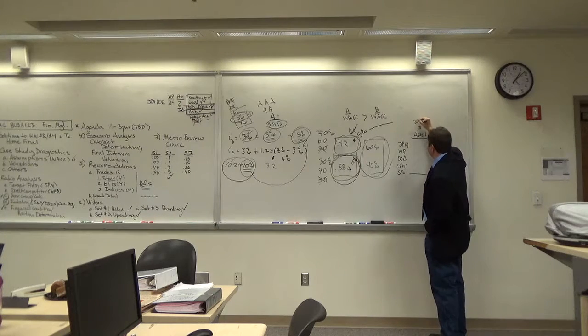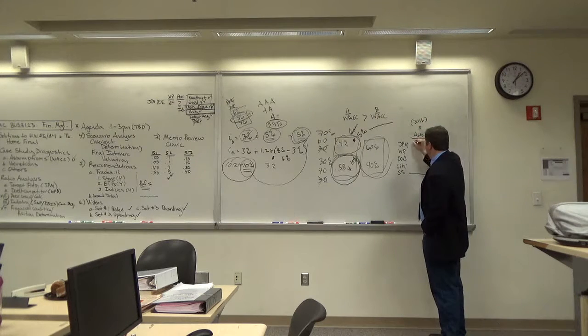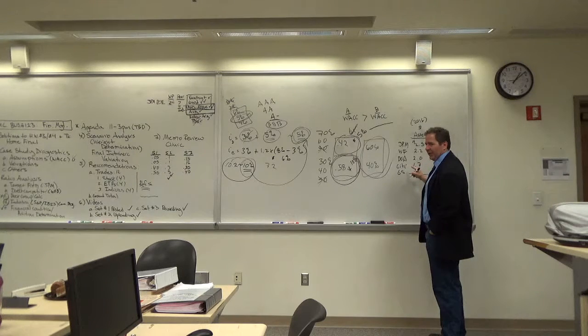Like 2016? And can you give them to me in trillions? 2.5. Okay. What's Wells Fargo? 2.2. B of A? 2. Citi? 1.7. And GS is what, 0.9 or something?